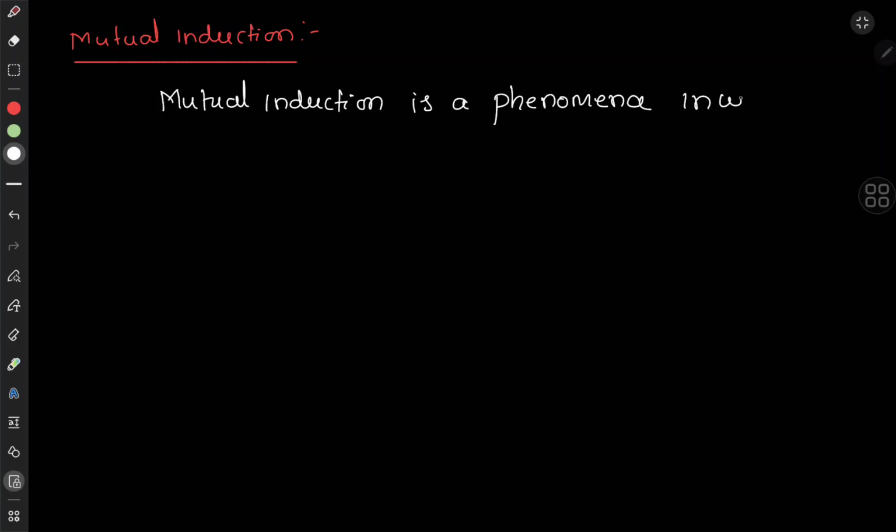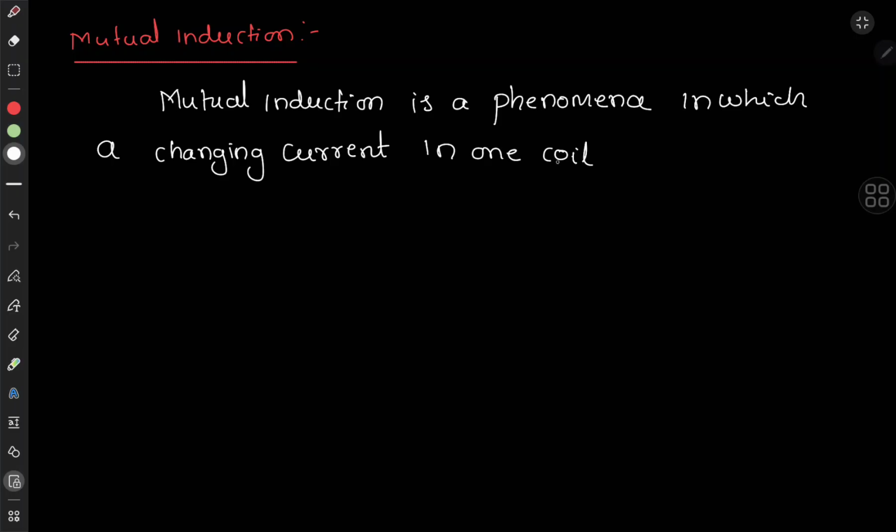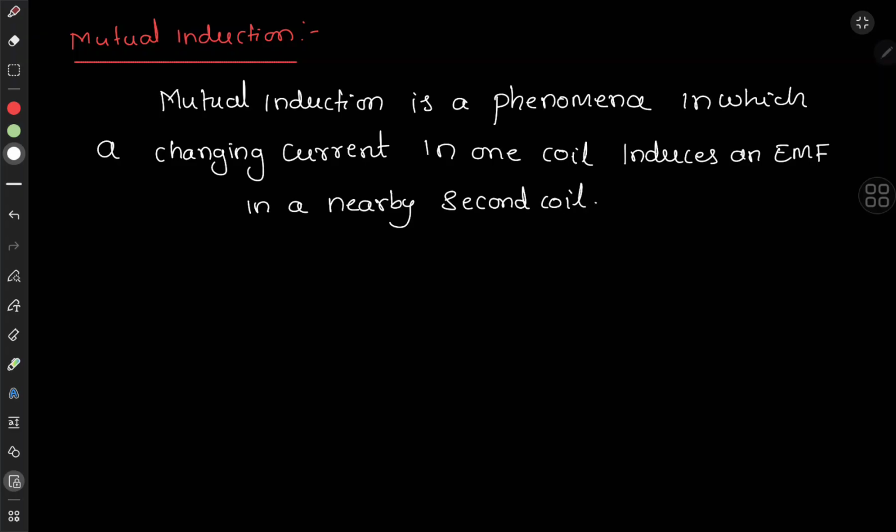in which a changing current in one coil induces an EMF in a nearby second coil. This is called mutual induction.